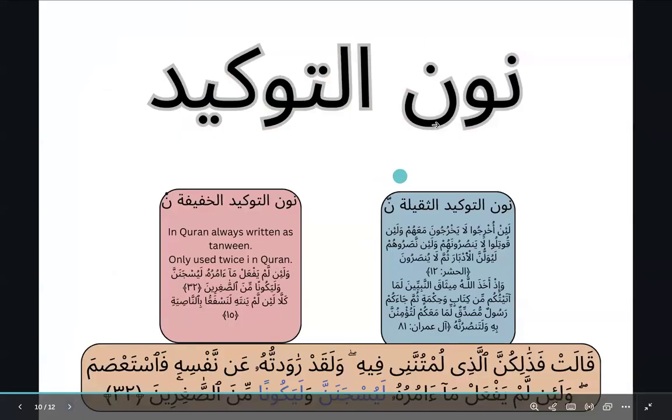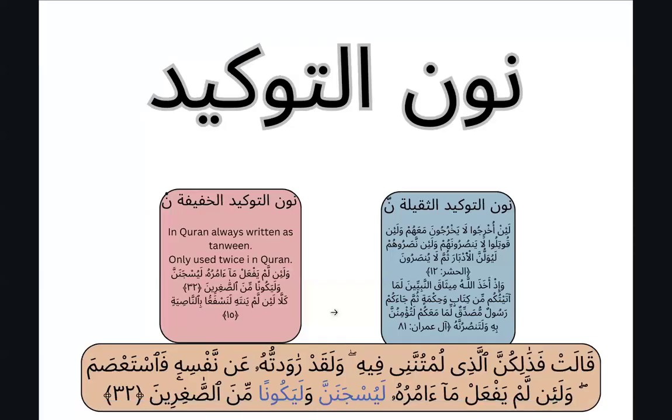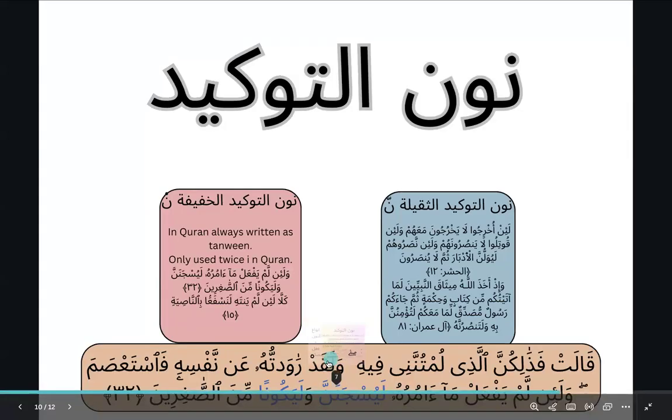So again, nunu tawkid can be of two types. Thaqila is written with the shadda. Khafifa is always written as a tanween. Both these noons, when they attach themselves to fail mudare that ends with dhamma, make those af'al non-flexible, and the fail becomes non-flexible with a fatha. You can see here, la yusjananna, the noon has gotten a fatha. It became non-flexible. It is marfu in status, but is no longer able to show you its raf status by the presence of a dhamma, because nunu tawkid ath-thaqila got attached to it.